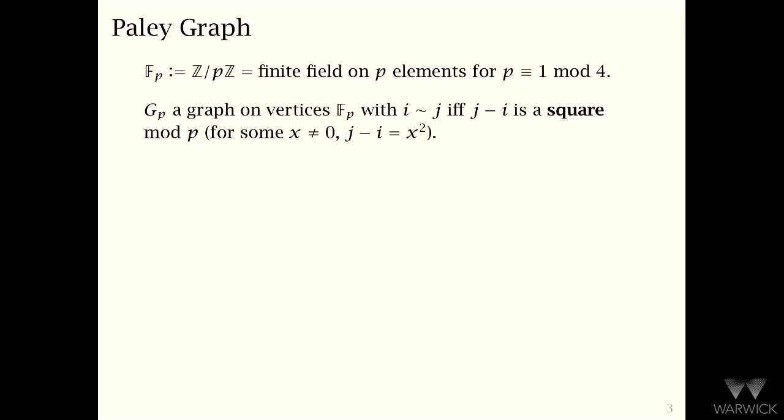To build the Paley graph, we take a finite field of prime order, so Z mod P. P will have to be 1 mod 4 for a reason I'll mention in a second. And we're going to build a graph whose vertices are the numbers mod P. To decide whether two of them are connected, we subtract them mod P, and we check whether that is a square or not, mod P. Some numbers are equal to another number squared, mod P, and some are not.